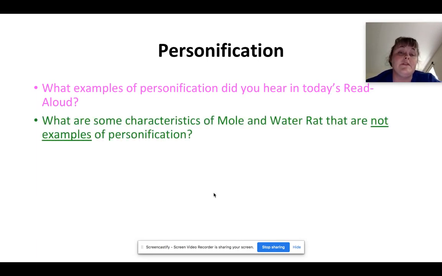What are some characteristics of mole and water rat that are not examples of personification? So in the real world, could they both be found by a riverbank? Probably. Would a mole really live in a burrow? Yeah. Would a water rat and mole be scared to go a certain place? Yeah. So what are some other examples that you noticed in the read aloud today?